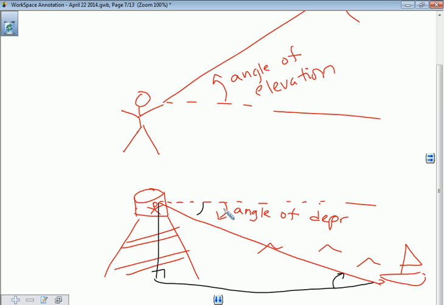Because with these horizontals, they're like parallel lines. So the angle of depression, which happens to be outside my triangle I drew, is the same as the angle of elevation going up. Alternate interior angles are congruent. Awesome. All right, so does that help us remember angle of elevation and angle of depression?